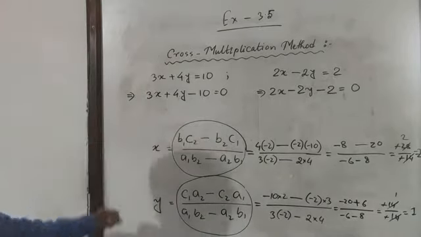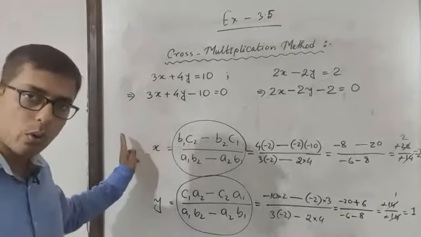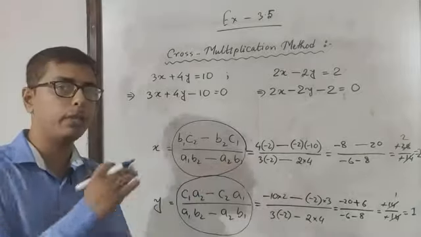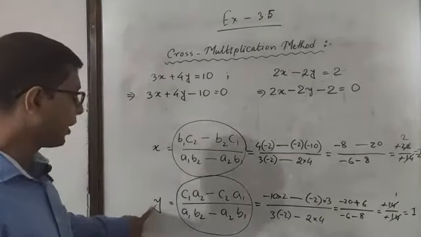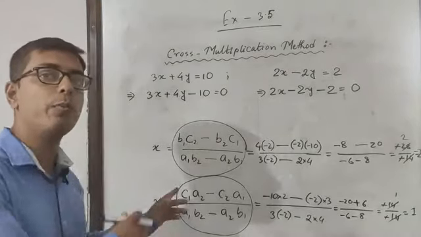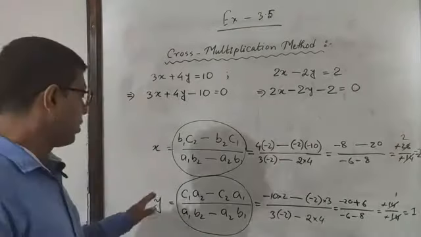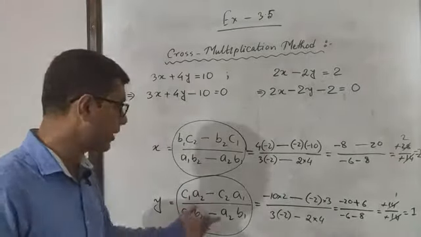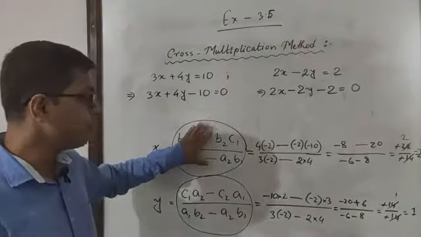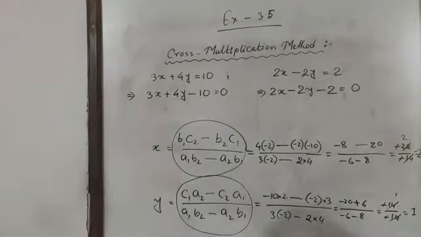And if you remember, for writing x, you have to exclude the coefficients of x and the remaining two you will multiply crosswise. And for writing y, you have to exclude the coefficients of y and you have to multiply the remaining two, that means the coefficients of x and the constant term, crosswise. Alright, so if you remember, then you can find out the answer very easily. Okay, so this is the way how to solve the questions by cross multiplication method.